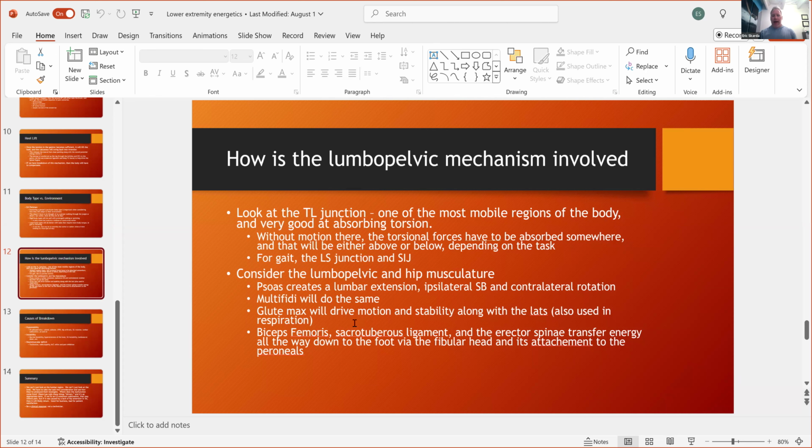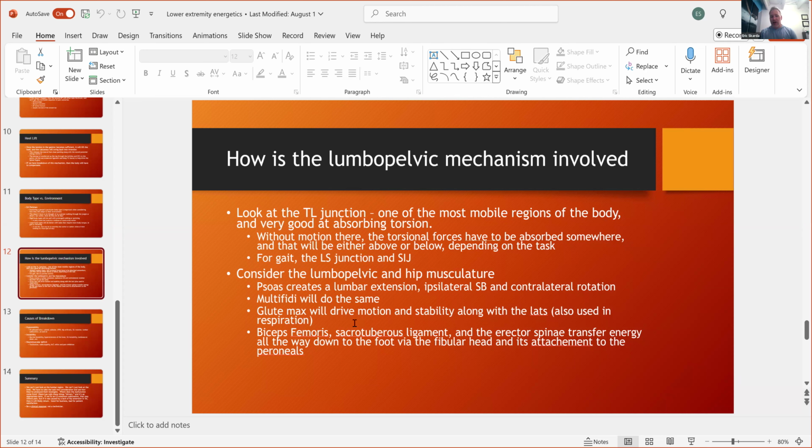Okay, the multifidi, because of their attachment points, will produce the exact same latexion moment. Glute max will definitely drive motion because it is a hip extensor, so it will help to propel us forward. But it also is very important for stability, along with the latissimus dorsi, because of their interconnection with the thoracolumbar fascia, and the orientation of those as they create this kind of X shape going across the lumbopelvic mechanism, they're very ideally positioned to create a compressive force of both sacroiliac joints. So those are very important.